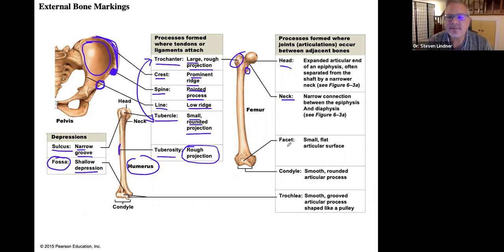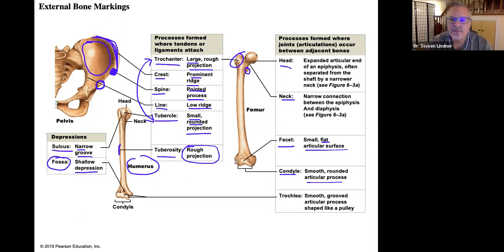A facet, you'll hear this term facet, especially when we cover the vertebrae. These are flat articular surfaces, and they're smooth. Think of the facets of a diamond, right? A diamond has many flat, smooth, articulating surfaces to it. Those are called facets. And condyles are smooth, rounded, articular processes.